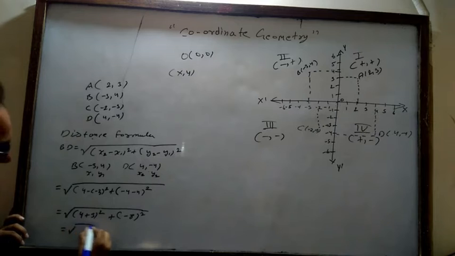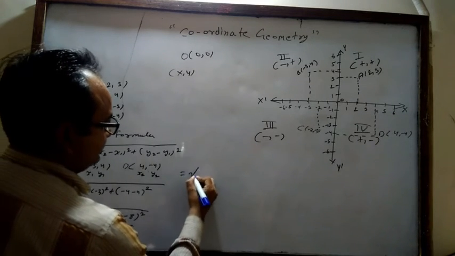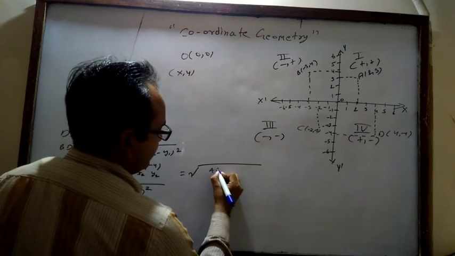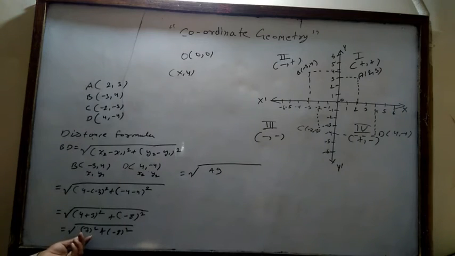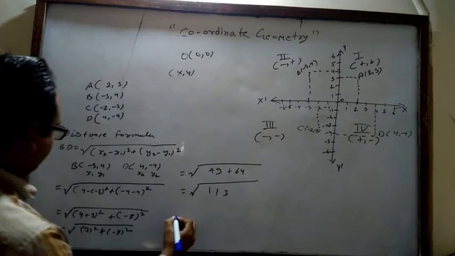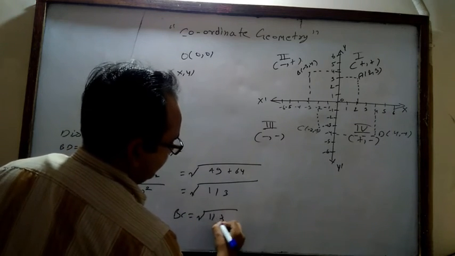4 plus 3 is 7, whole square, and this is minus 8 whole square. 7 square is 49, and 8 square is 64. So the distance between b and d is the square root of 113.